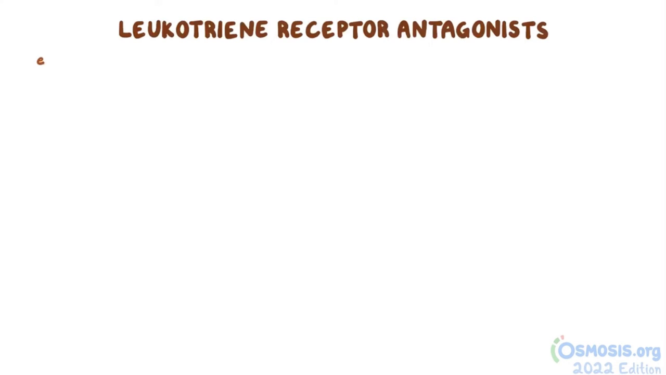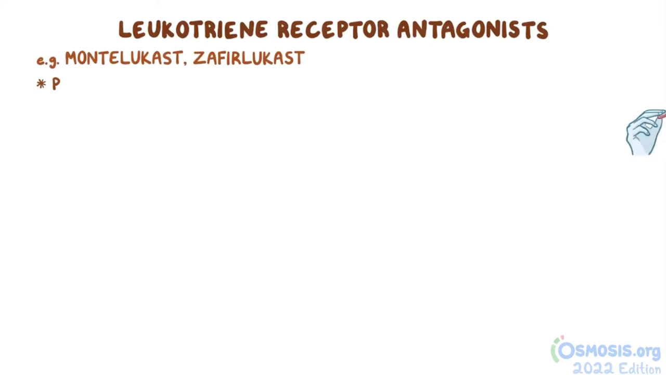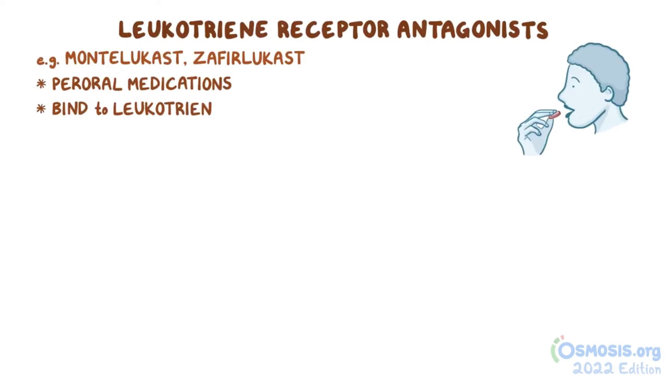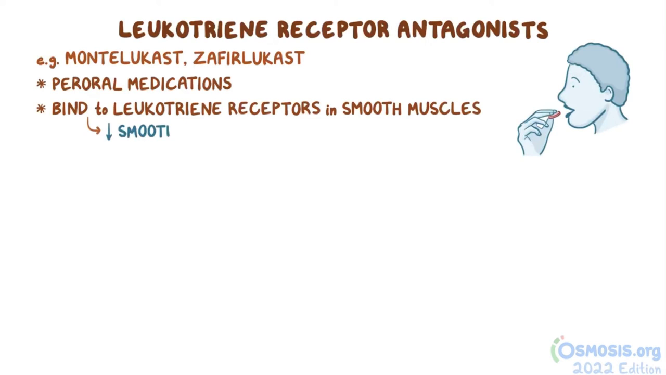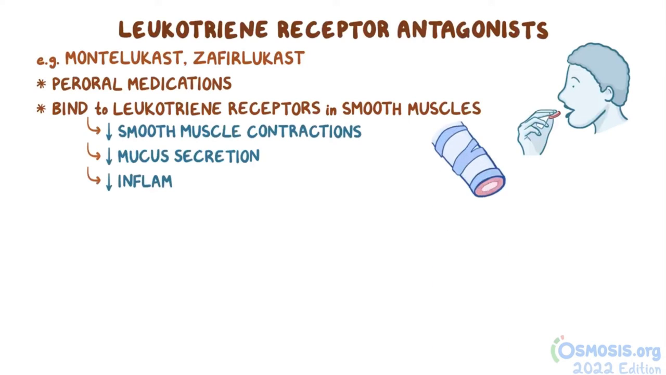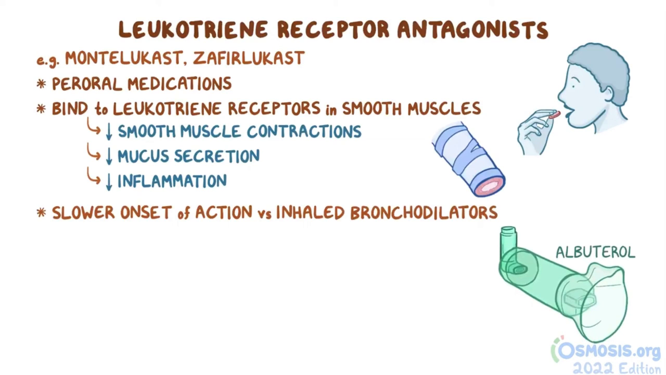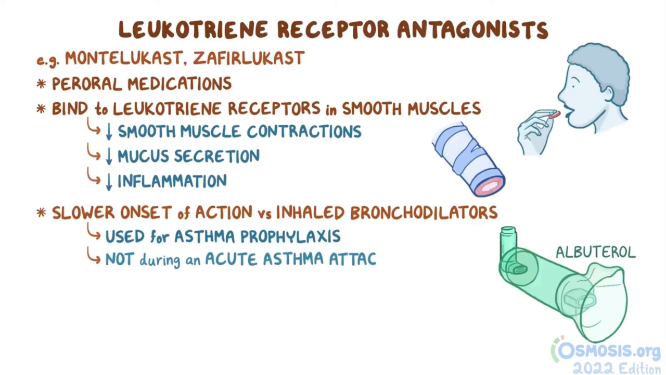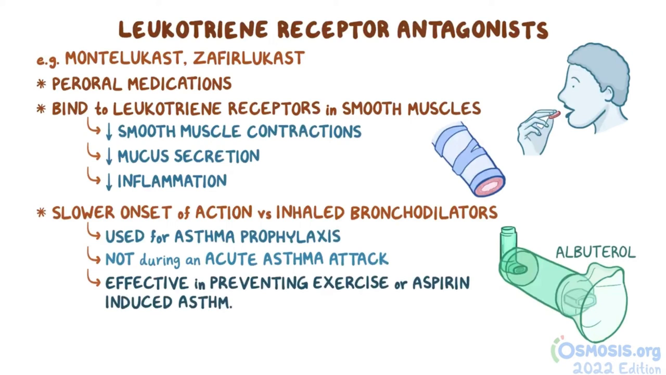Leukotriene receptor antagonists like montelukast and zafirlukast are peroral medications that bind to the leukotriene receptors in the smooth muscles of the respiratory airways and prevent leukotriene from binding. This weakens smooth muscle contraction in the respiratory tract, decreases mucus secretion, and reduces inflammation. Since they're taken per oral, they have a slower onset of action compared to inhaled bronchodilators like albuterol, which is why they're used for asthma prophylaxis and not during an acute asthma attack. They are especially effective in preventing exercise or aspirin-induced asthma.